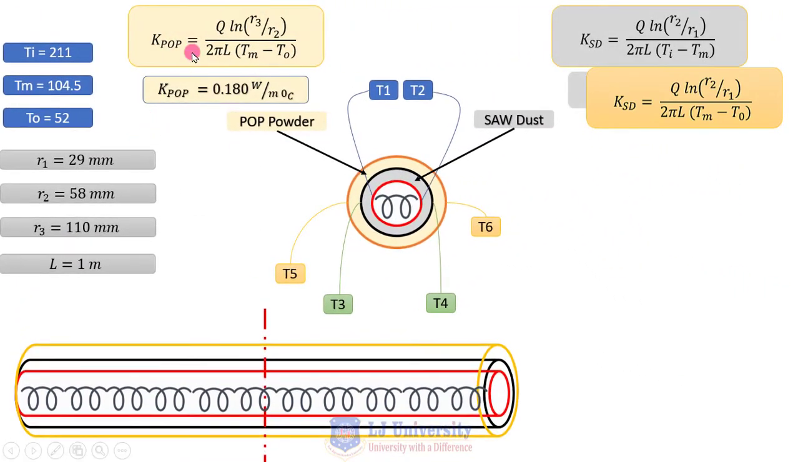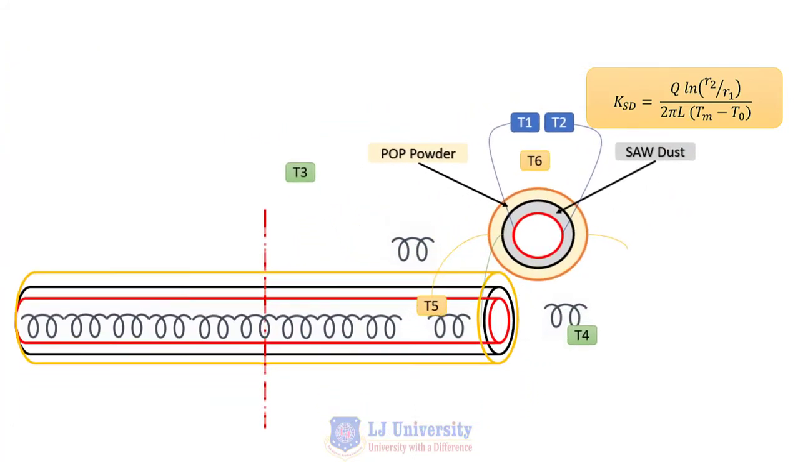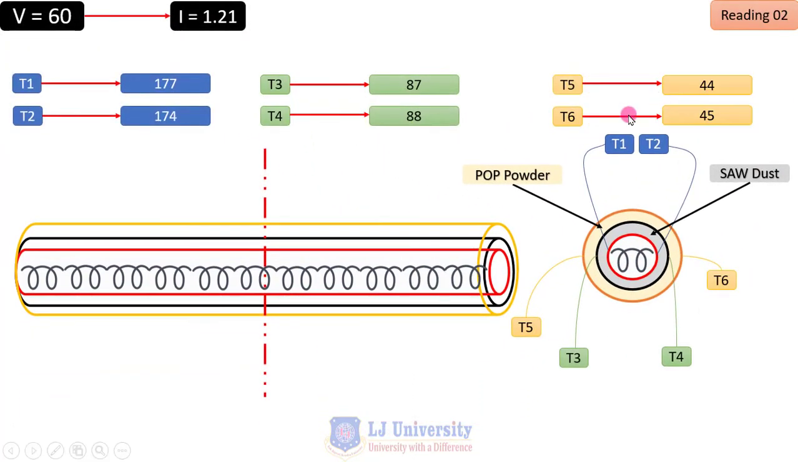By putting all the values in both equations, we get the unknown thermal conductivity of POP powder as 0.180 watt per meter degree Celsius, as well as the conductivity of sawdust as 0.096 watt per meter degree Celsius. Now let's take one more reading.